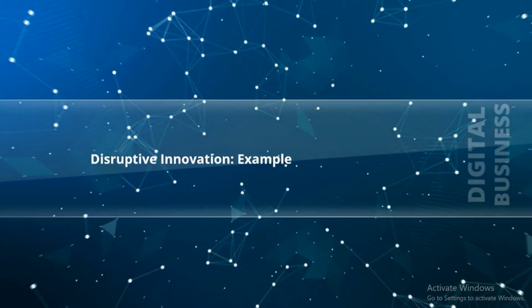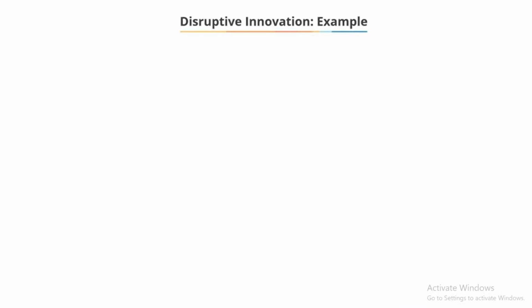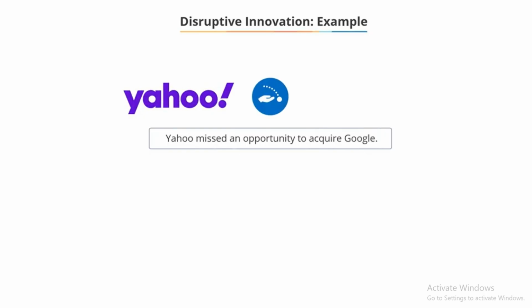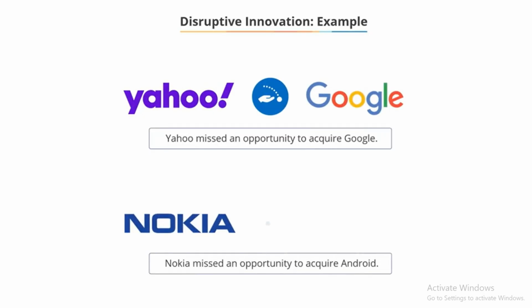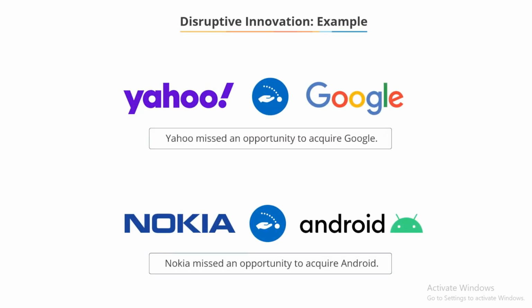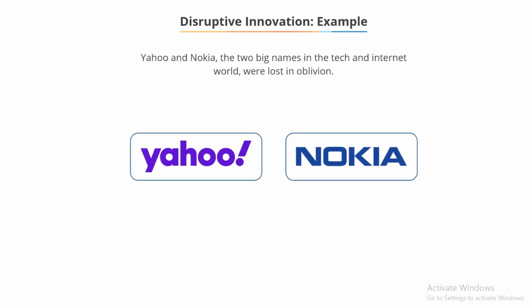Let us explore some examples of disruptive innovation at play. At one point in time in history, Yahoo missed an opportunity to acquire Google, and Nokia missed undertaking Android. As they say, the rest is history. Yahoo and Nokia, the two bellwether organizations in the tech and internet world, were lost in oblivion. Thus, organizations must smell the coffee and wake up.